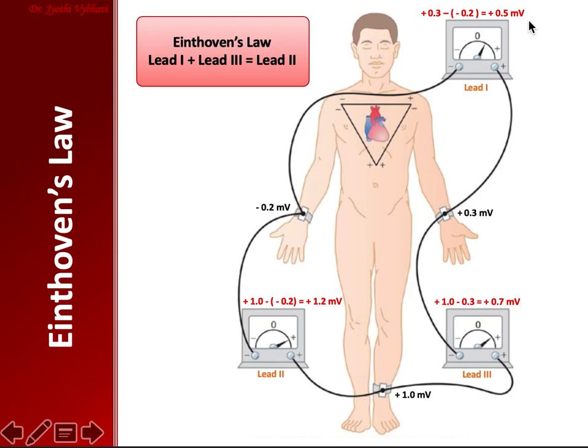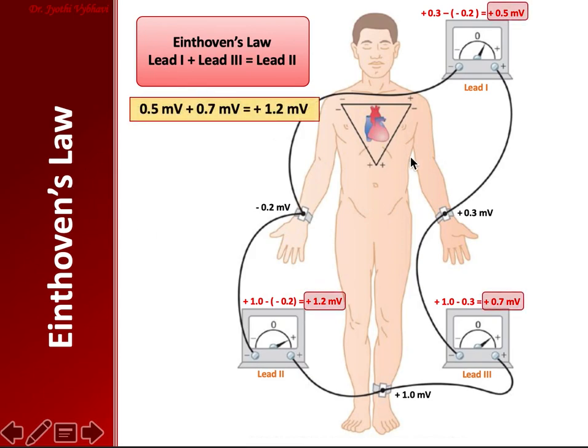Okay. Lead 1 is LA minus RA. Lead 2, what happens to lead 2? Lead 2 is LL minus RA. 1 minus of minus 0.2, we get 1.2 millivolts. What is lead 3? Lead 3 is LL minus LA. So LL is 1 minus 0.3 is plus 0.7 millivolts. So lead 2, lead 3, lead 1 we calculated. Now let's apply Einthoven's law and find out. So mathematically lead 1 is 0.5 millivolts, lead 3 is 0.7 millivolts, we get plus 1.2 millivolts.